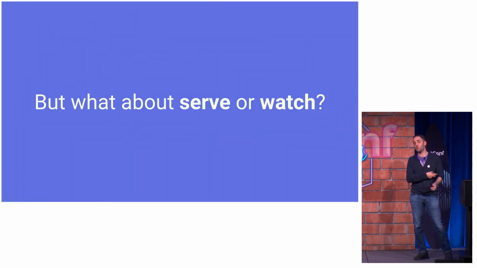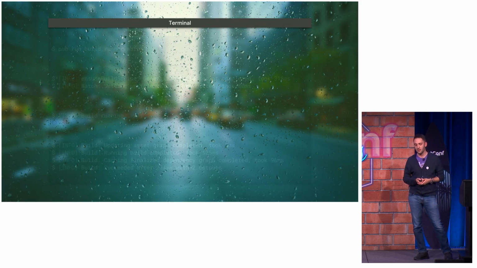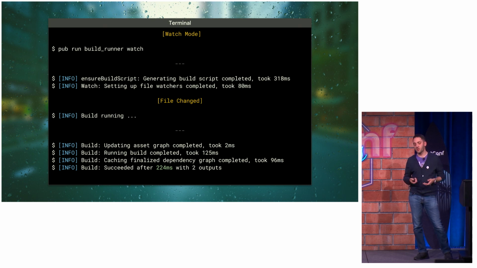Okay, but what about serve and watch? I don't want to just build things over and over again. Okay, that's fair. It's the same thing. So instead of doing build_runner build, you can do build_runner watch or build_runner serve. Watch will actually add file watchers. And the nice thing about this is it starts up a Dart VM and keeps it hot in memory. So as the VM and the JIT gets warm, it stays open.